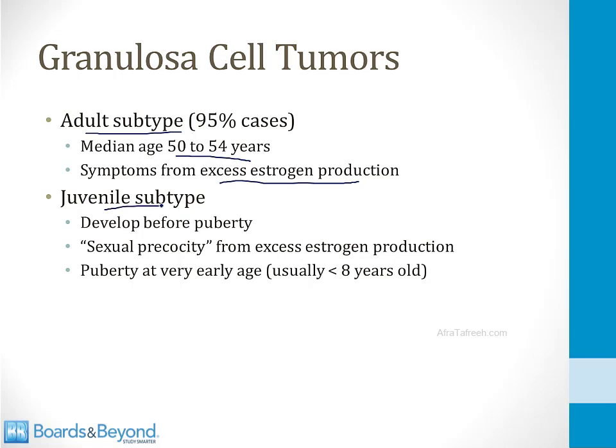There is a juvenile subtype that occurs before puberty, and this will cause sexual precocity from excess estrogen production. Basically, it will cause the female to undergo puberty at a very early age, sometimes under 8 years of age. Although these are rare in juveniles, what they want you to know for your boards is that if you see a young girl who goes into puberty at 8 years old, you have to understand that there must be some source of estrogen that is abnormal, and one of the potential sources is a granulosa cell tumor.